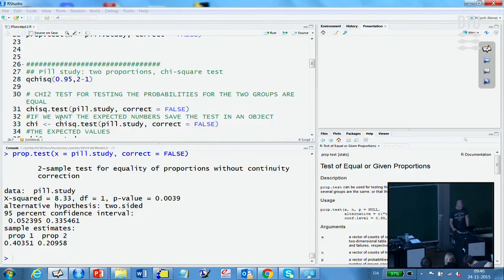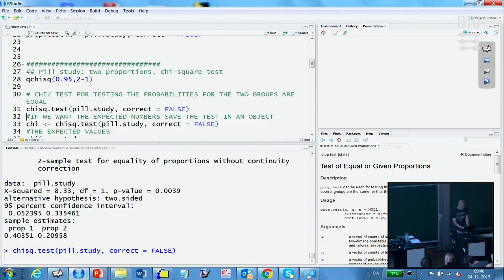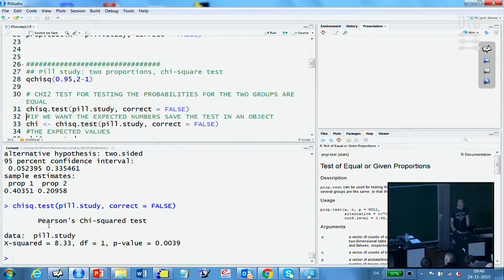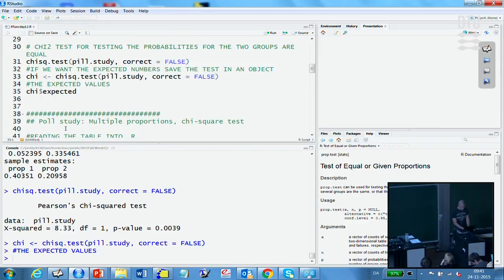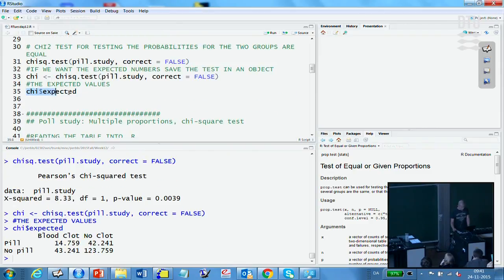Let's see. Chi-square test, that was the other test. It gives the same result, of course, as it should. It's just the same computation in a different function. But then we can look at the expected values because it saves the expected values for us. So we could check the expected values. Are all of those expected values larger than 5?